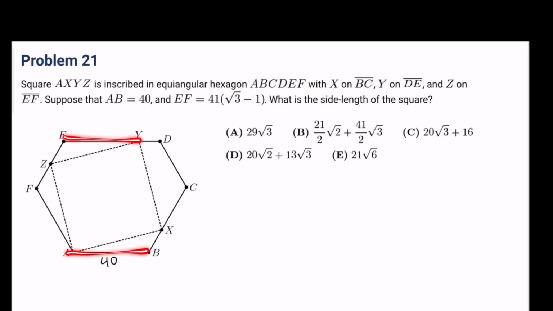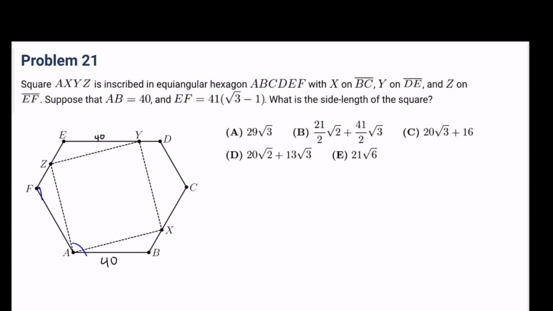Also, this and this are parallel. And ZY and AX are parallel because it's a square. And so that gives us that it's similar, because that means all its angles must be the same. But then since YZ and AX have the same length, that means they are congruent. So that means EY is also 40. So EY is 40. And next we can draw some right triangles.